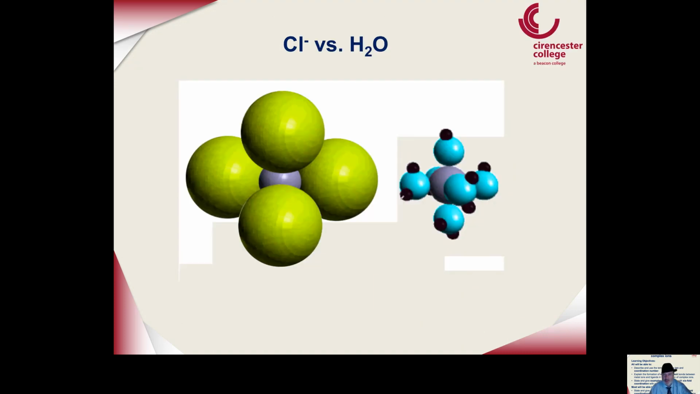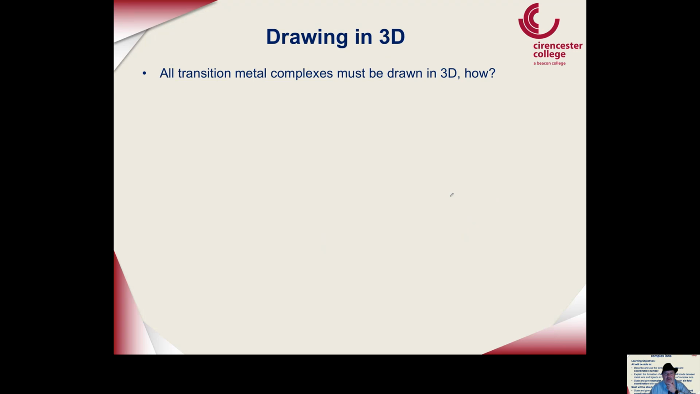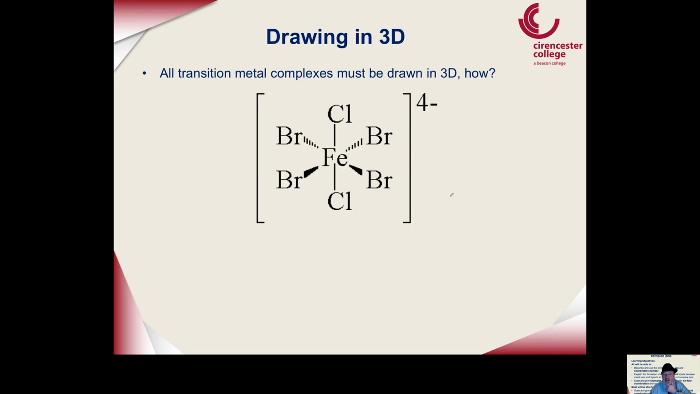So why does chloride form tetrahedral, not octahedral complexes? Well, this sort of diagram hopefully helps you to see that. Chloride ions are pretty massive. Water molecules are not so massive, and so you can see the comparison there. So we would need to draw them in 3D, and we could draw them something like this.